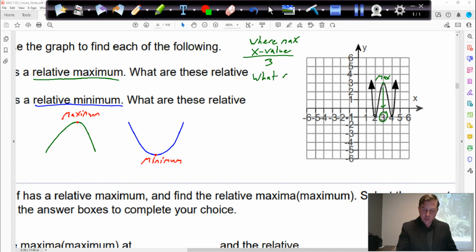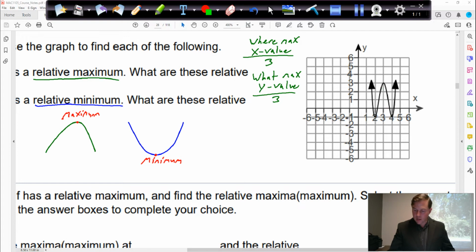Then the second question it's going to ask is what is the max? And when it asks that, it's asking for a y value. So we want to record the y value of this max. To do that, you go straight left till you get the y-axis and record the number. And it just so happens to be another 3. Just a coincidence. Okay, so that would be the values for the maximum.